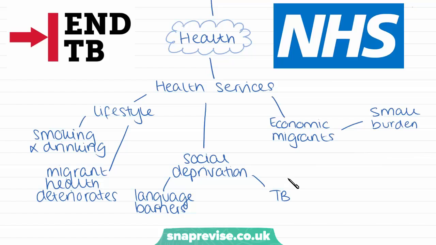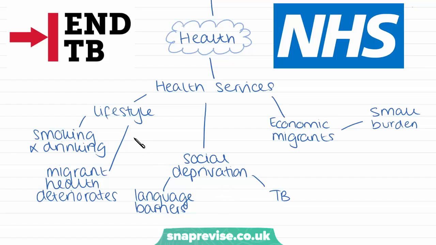However, some migrants do place greater demands on parts of the health service, and this is associated with social deprivation. For example, as I was just talking about, the higher incidence of TB, and this can also be exacerbated by poor English language skills and a lack of knowledge of the health system, which might place extra stress on health systems like the NHS in the United Kingdom.